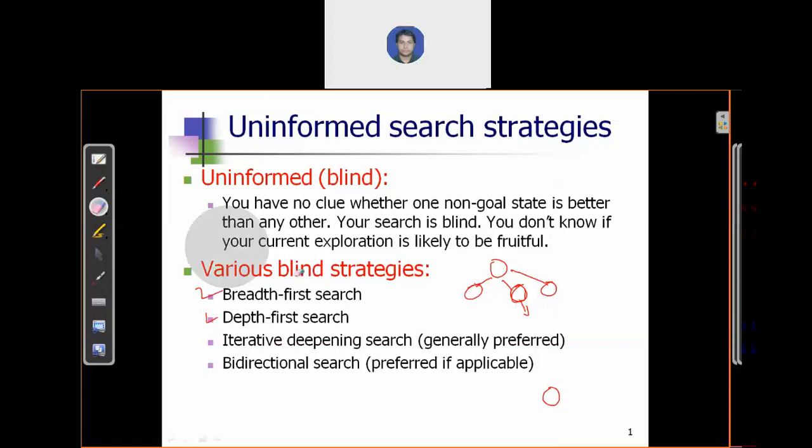So in today's class, we will discuss the remaining two uninformed search techniques, which are the iterative deepening search technique, or iterative deepening DFS, and the bi-directional search technique. Okay. So let's start with the bi-directional search technique.